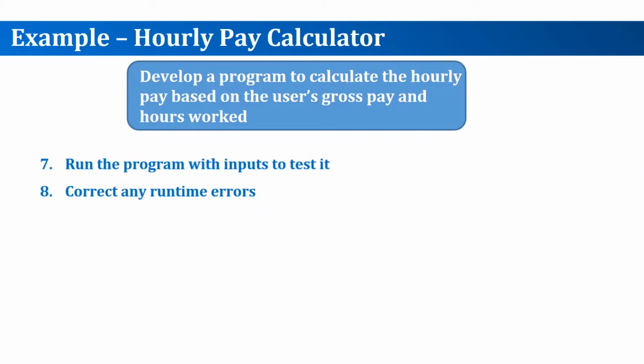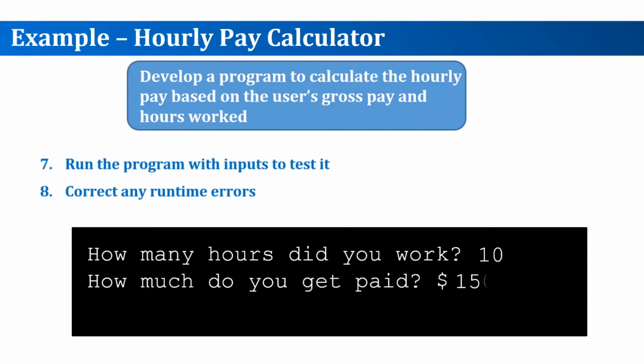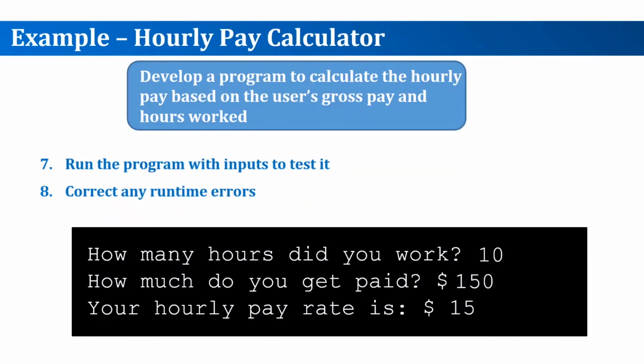To understand how this may look like, let's take examples. First, we will consider an error-free scenario. We prompt the user for the number of hours, the user enters 10, then we prompt the user for the gross pay, and the user enters $150, and the program calculates and prints $15 as the output.